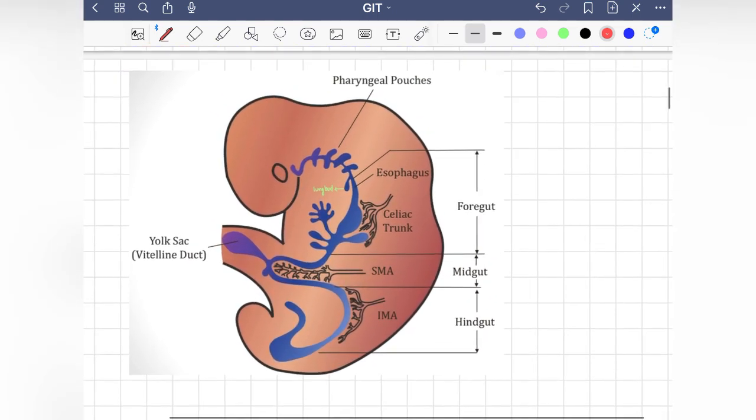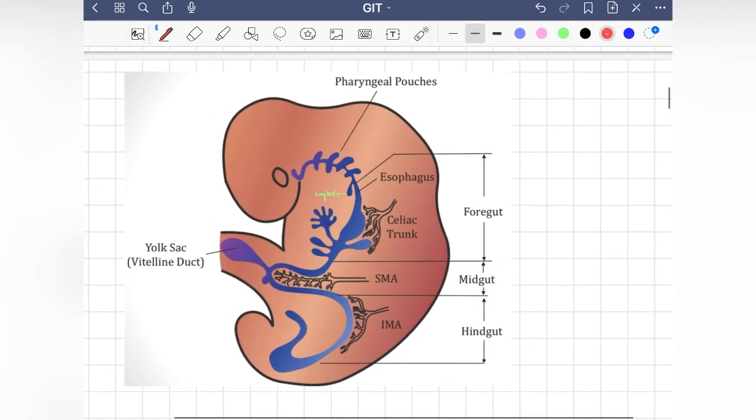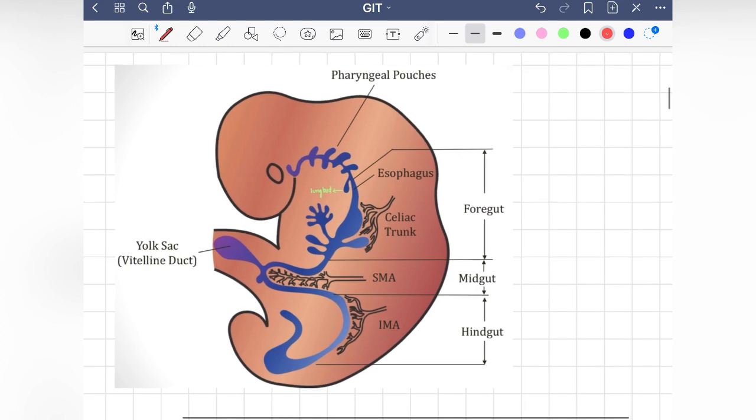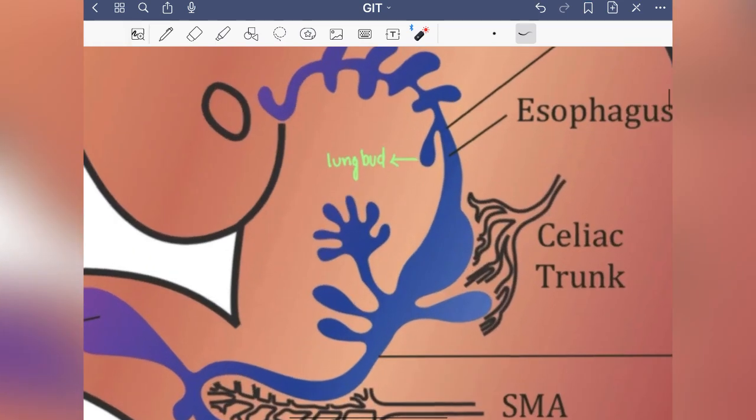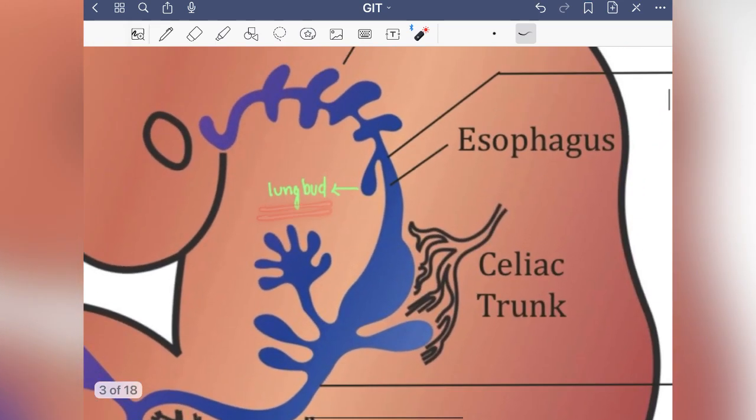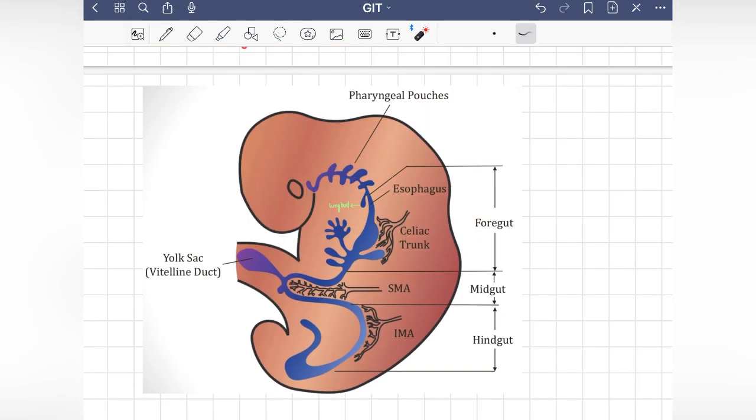As the embryo continues to develop, it eventually will start to look like this. At this point, we have a long gut tube. This portion up here is going to form the mouth and the pharynx. These are the pharyngeal pouches, and then the remaining length of the developing digestive tube can be split up into three sections. The first section is called the foregut, the next one is the midgut, and the last one is the hindgut.